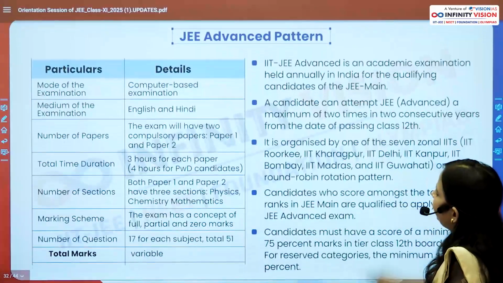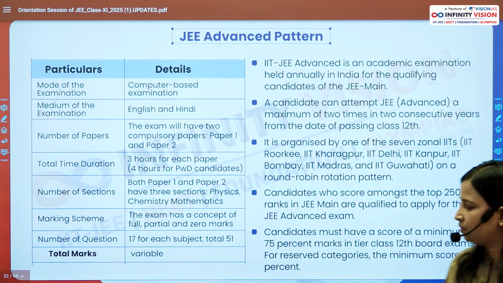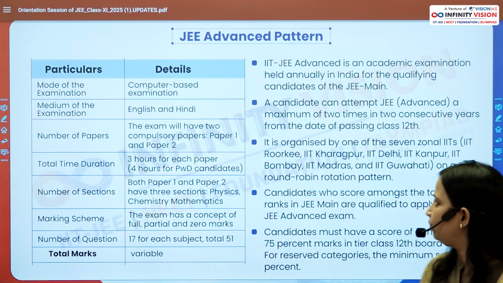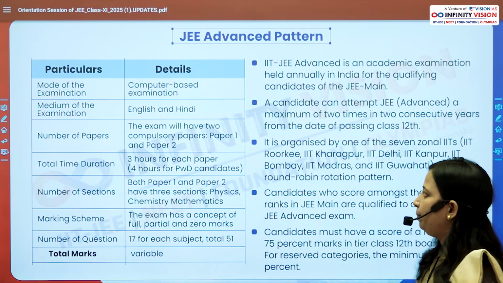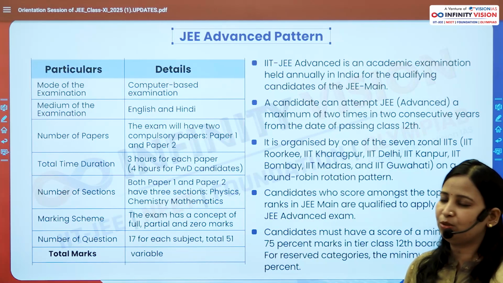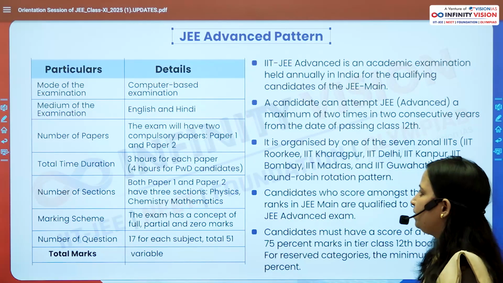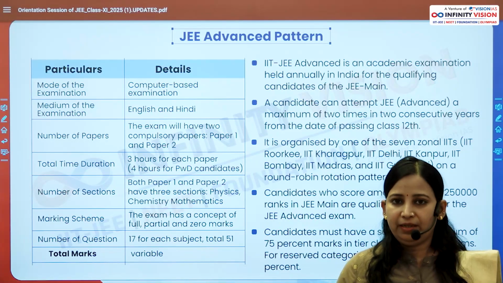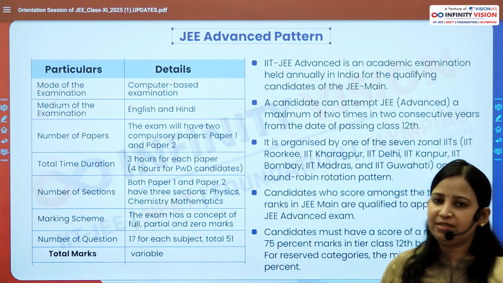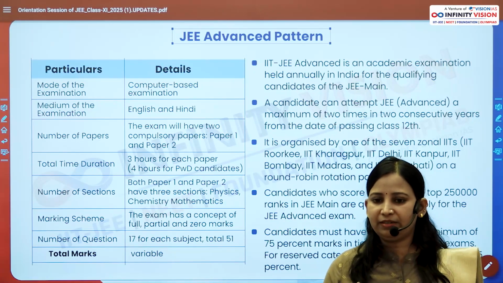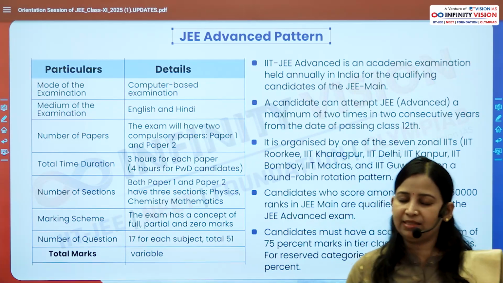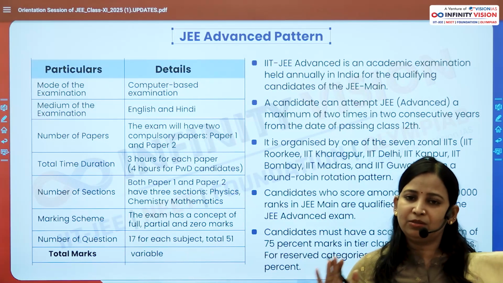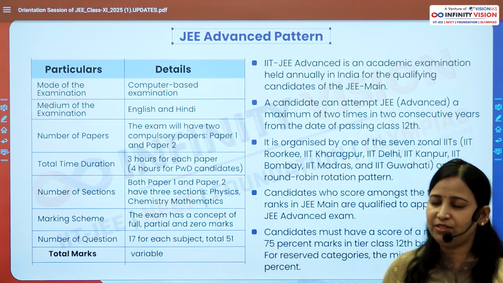Now we can see the JEE Advanced pattern. The mode of examination is online, that is CBT mode, computer-based examination. The medium is both, either English or Hindi. Number of papers: this exam consists of 2 papers. As we know, the pattern of JEE Advanced generally changes every year. It is not certain that it remains the same in the following years, because every year there are some changes. So its pattern is not fixed, it can change year to year.